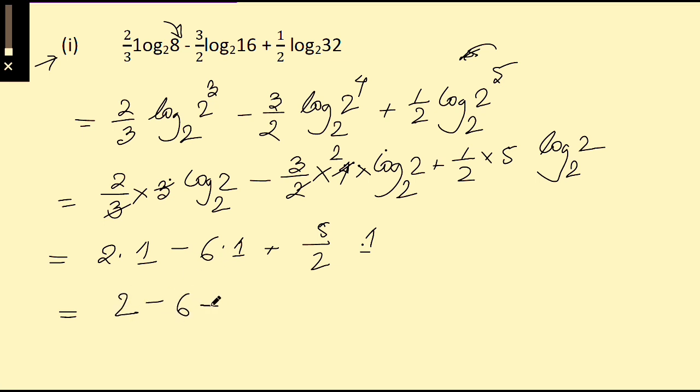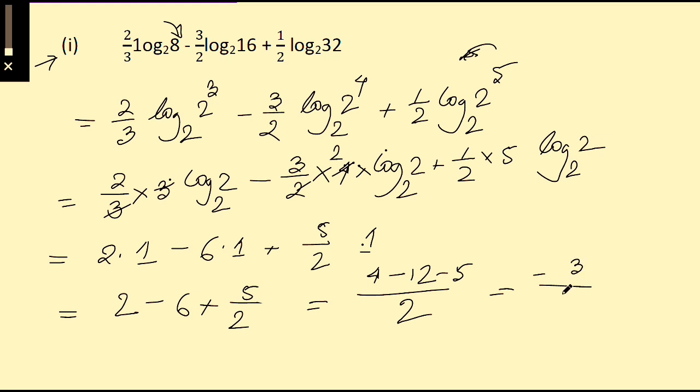So finally we will have 2 minus 6 plus 5 over 2. If we subtract and add these three values, finally we will have 4 minus 12 plus 5 over 2. If we calculate it, we will get minus 3 over 2. Since it is an improper fraction, in mixed fraction we can write it as minus 1 and a half.